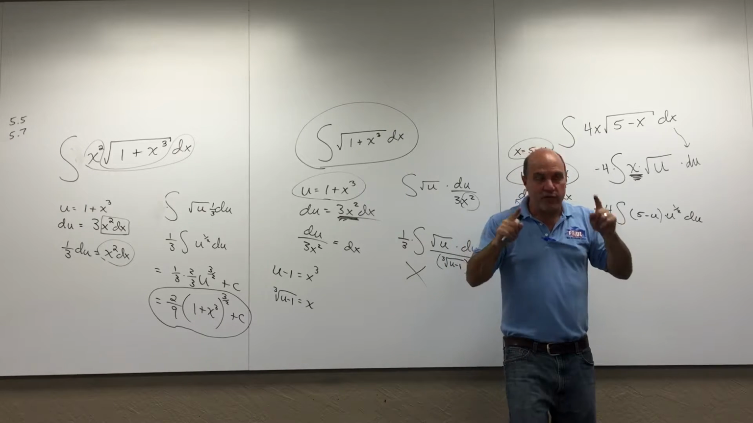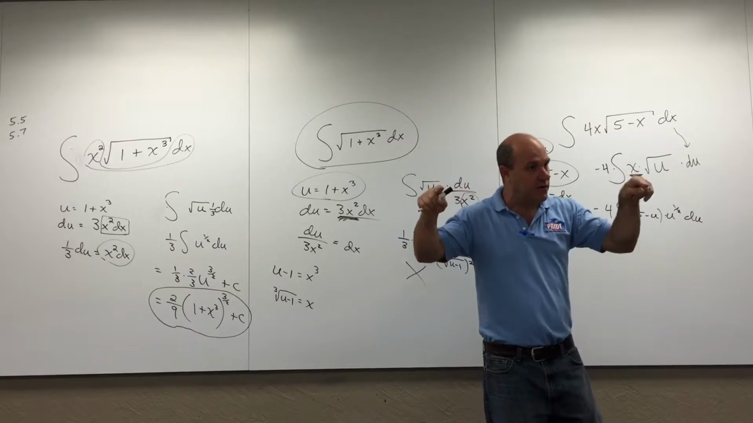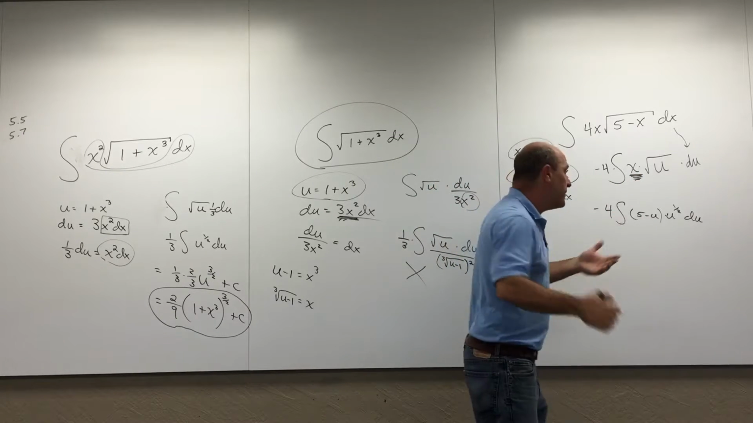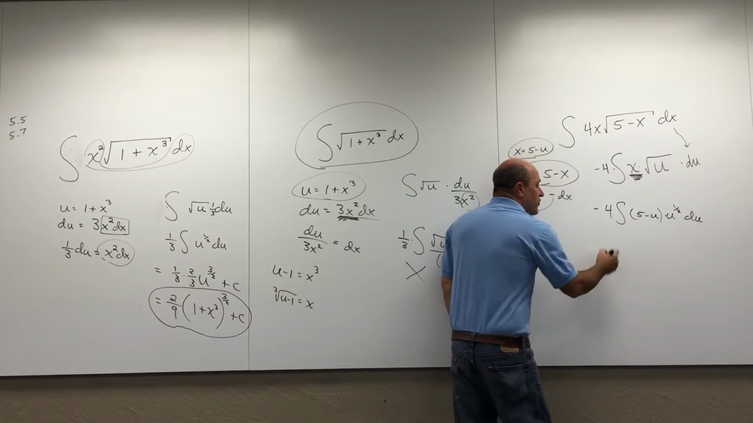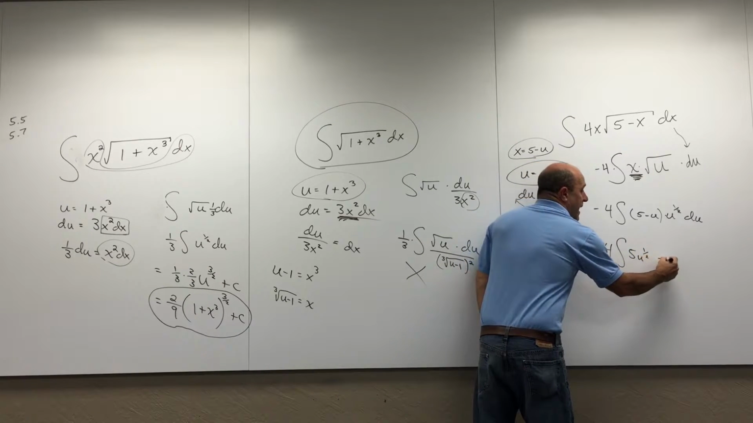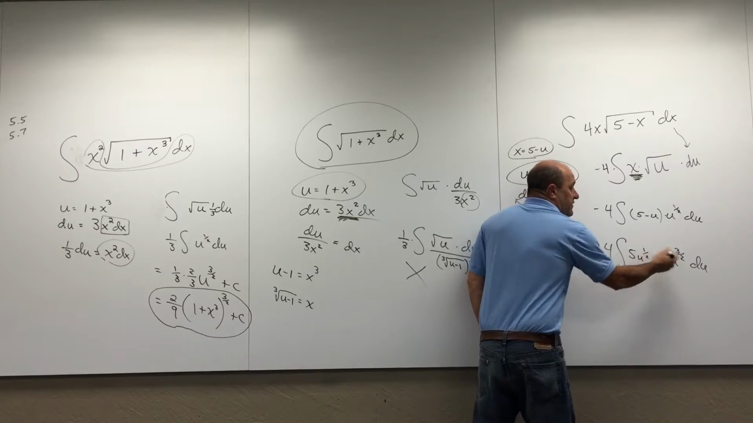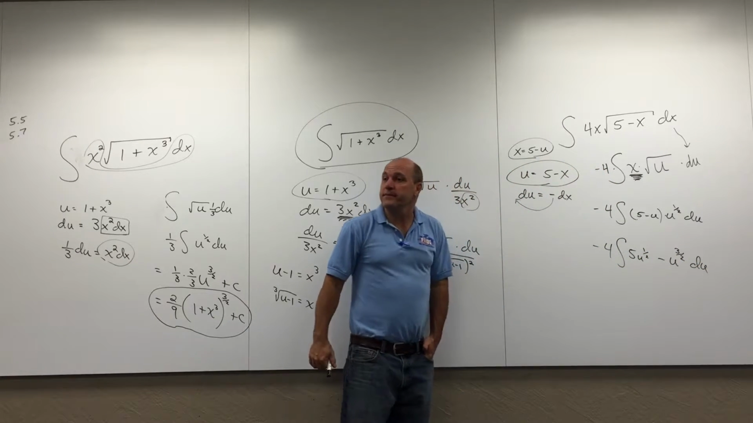So you never integrate a product, so that means you better always distribute your product and then integrate each term. So you're right, if I distribute the u to the 1/2, it becomes a 5 u to the 1/2 minus a u to the 3/2. Now it's two separate terms, and now I can integrate.